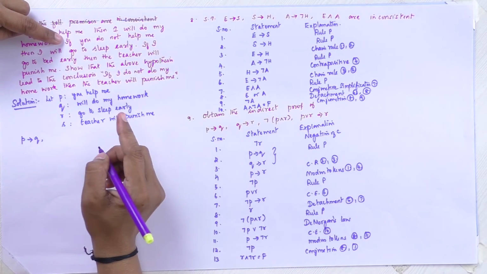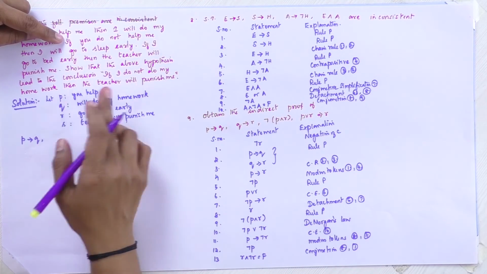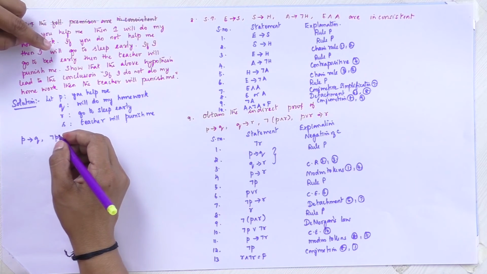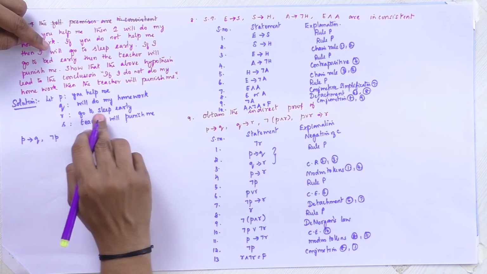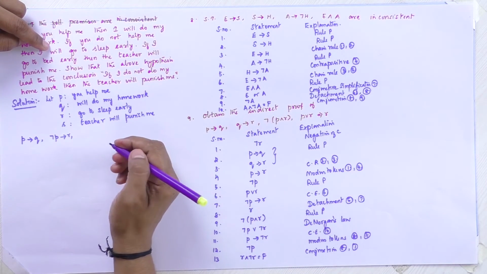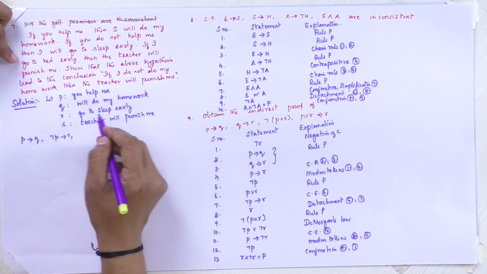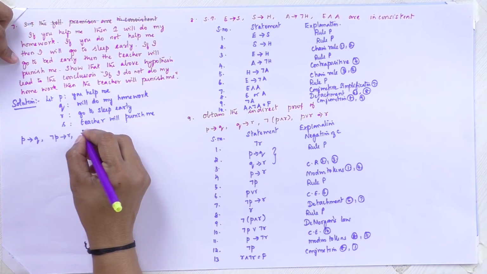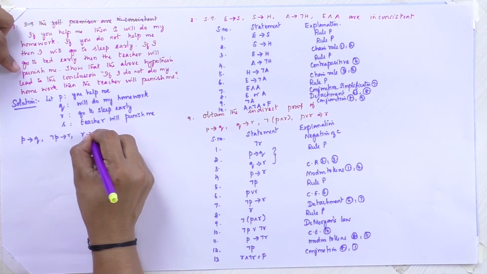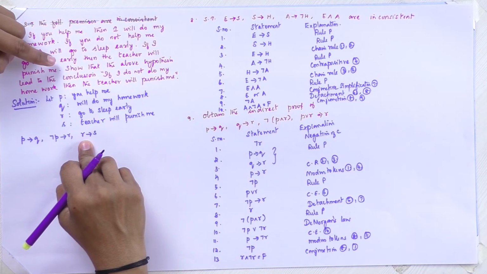Next is if you do not help me. So do not help me, you help me is P, do not is negation of this. So negation P. Then I will go to sleep early. I will go to sleep early is if then, again I will have a conditional. If I go to bed early, so if I go to sleep early, that is R, then my teacher will punish me. Teacher will punish me is this. So again, since it is if and then, I have conditional.